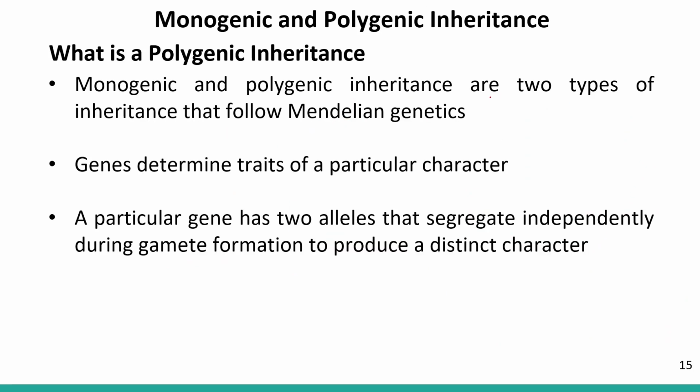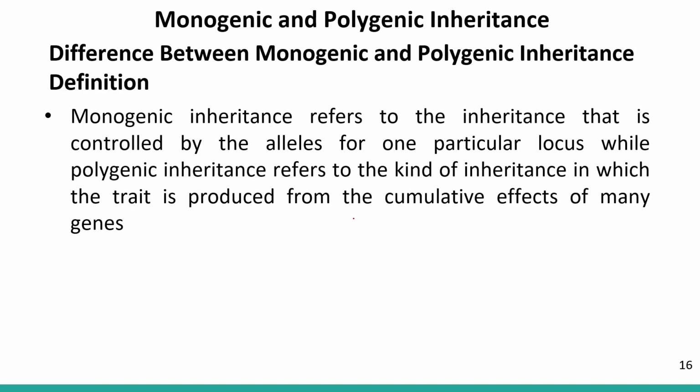Monogenic and polygenic inheritance are the two types of inheritance that follow Mendelian genetics. Genes determine the trait of a particular character. A particular gene has two alleles that segregate independently during gamete formation to produce a distinct character. There are different genes that determine the trait of a particular character. So we have seen that.